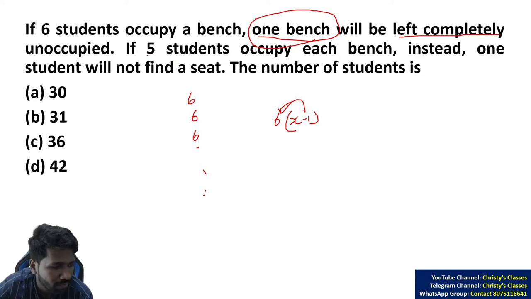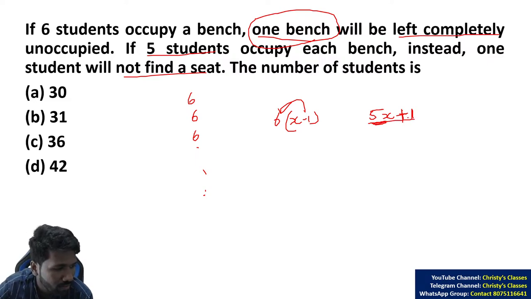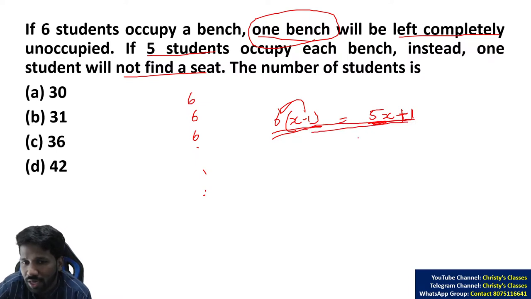Now another situation mentioned is, if 5 students occupy each bench, x benches, so 5 students in each bench means 5x students. Instead, one student will not find a seat. Meaning 5x students are on seats and one student is not on the seat or the bench. That also is a student, no? So 5x plus 1 is equal to the total number of students. So 6 times x minus 1, 5x plus 1, these two will be equal, because both give the total number of students. So these two can be equated.